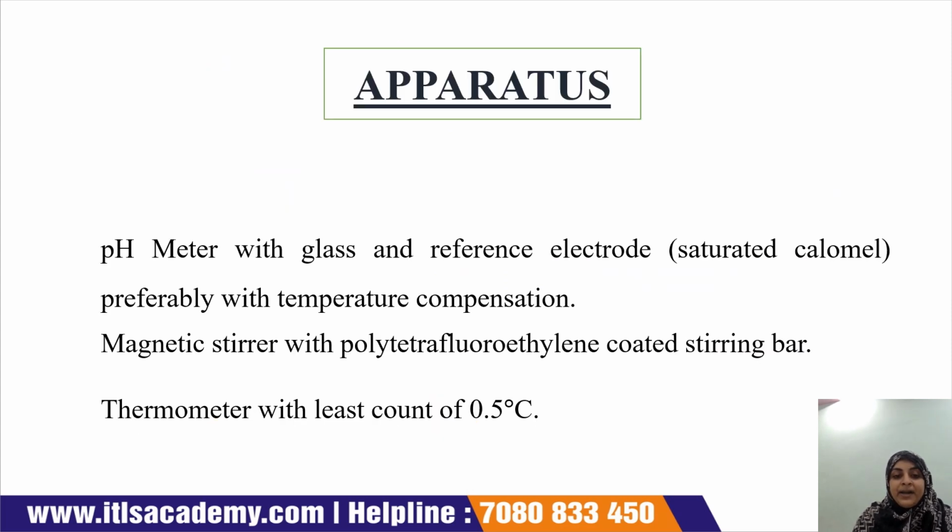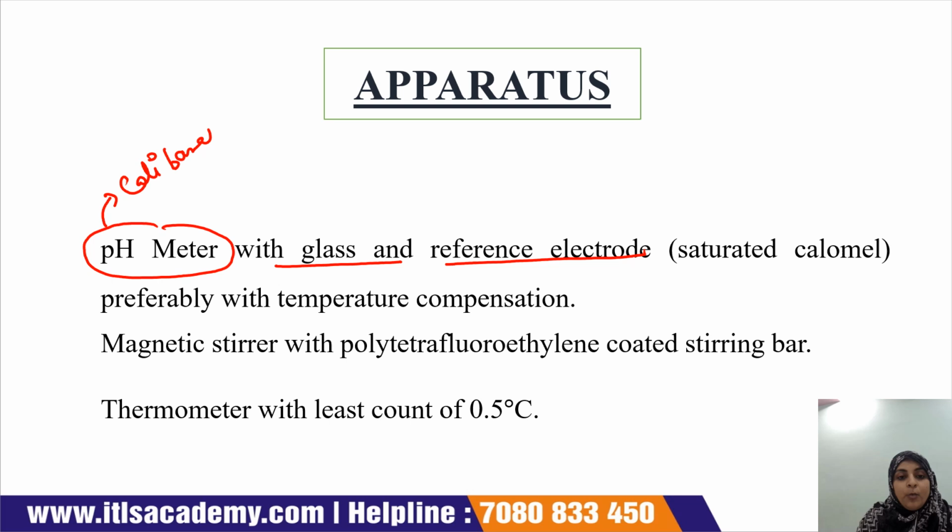Now the next is the apparatus. Here we use a pH meter with a glass and reference electrode. Again, how do we calibrate this pH meter? The video related to this topic is already uploaded in our account. You can go and check it. I tell you this about the calibration because when we have to measure the pH of any sample, first of all we have to calibrate it, and after that we measure it.